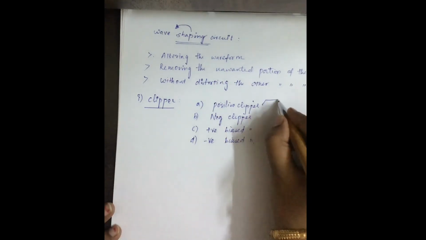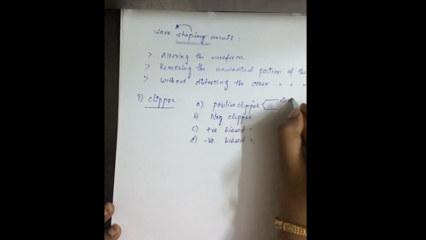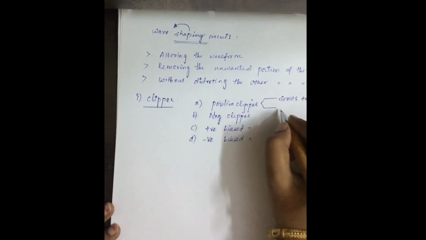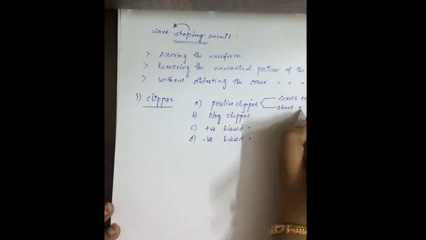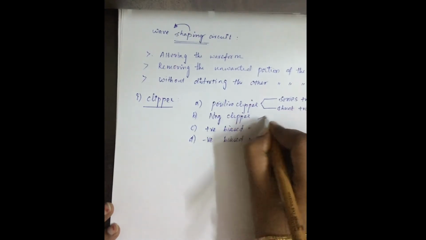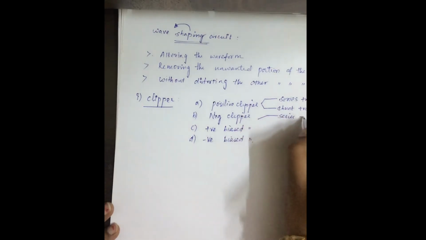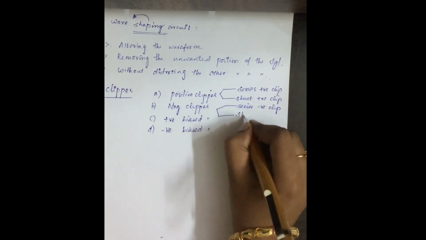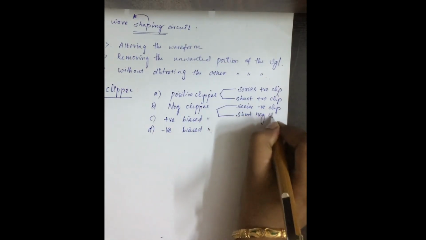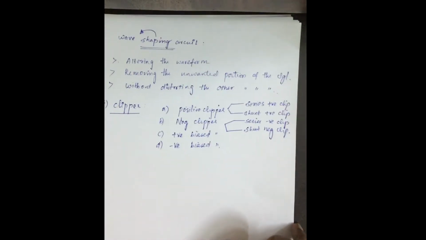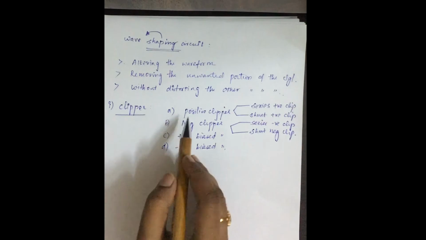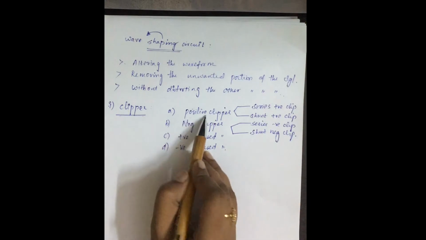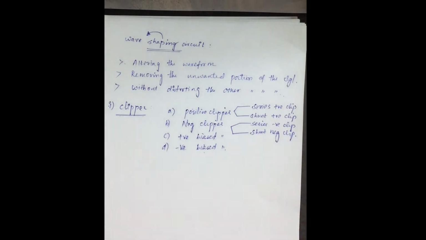Again, for the positive clipper you have two: one is the series positive clipper and the other is the shunt positive clipper. Again, for the negative clipper you have two: the series negative clipper and the shunt negative clipper. So this is a wave shaping circuit. One of the wave shaping circuits is the clipper, and under that there are four clippers: positive, negative, positive biased, and negative biased.